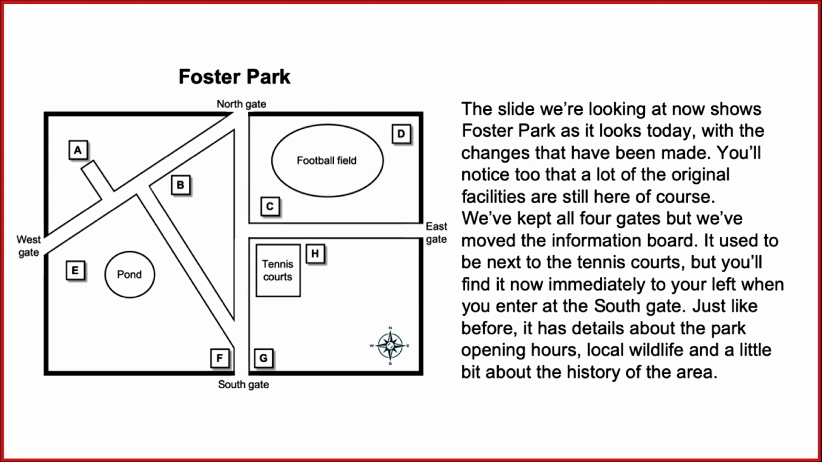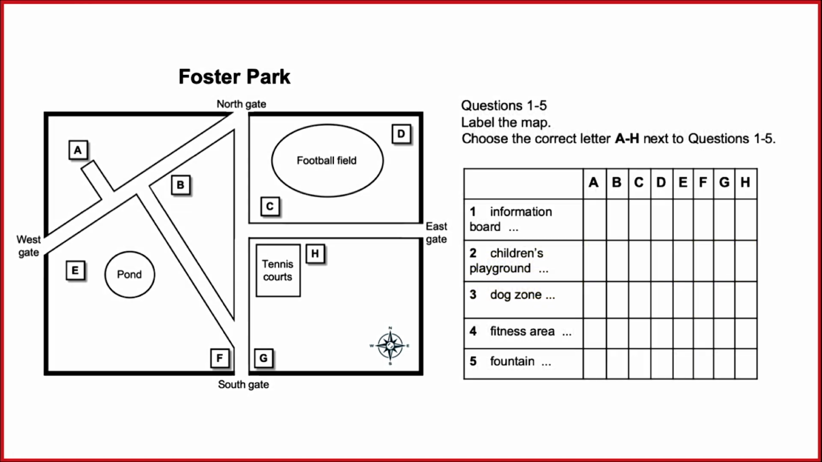The slide we're looking at now shows Foster Park as it looks today, with the changes that have been made. You'll notice too that a lot of the original facilities are still here, of course. We've kept all 4 gates, but we've moved the information board. It used to be next to the tennis courts, but you'll find it now immediately to your left when you enter at the south gate. Just like before, it has details about the park opening hours, local wildlife, and a little bit about the history of the area. You got it?